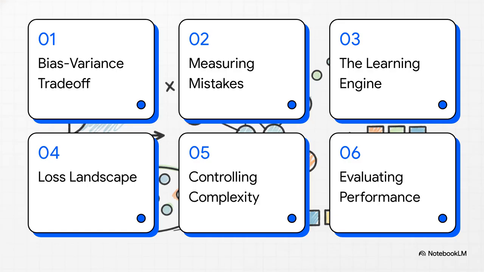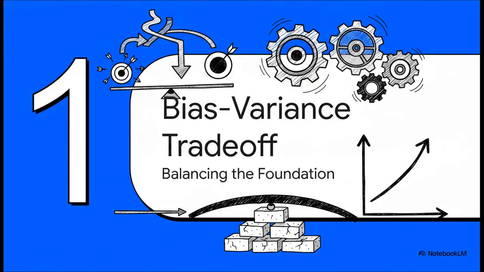We're looking at the bias-variance trade-off, measuring mistakes with math, the network's learning engine, navigating the loss landscape, controlling model complexity, and finally, evaluating true performance. All right, jumping right into Section 1, the bias-variance trade-off, balancing the foundation.